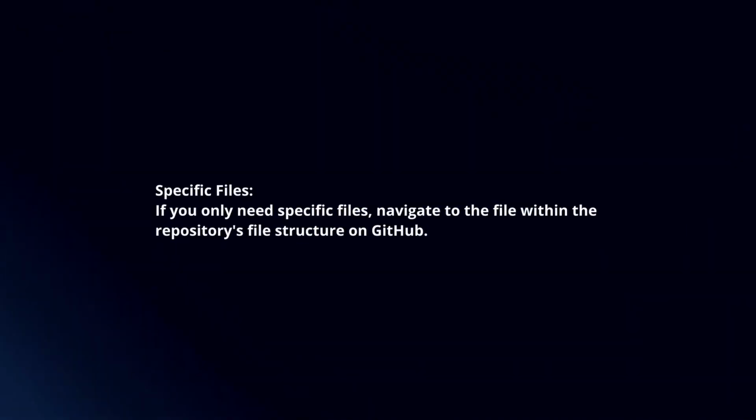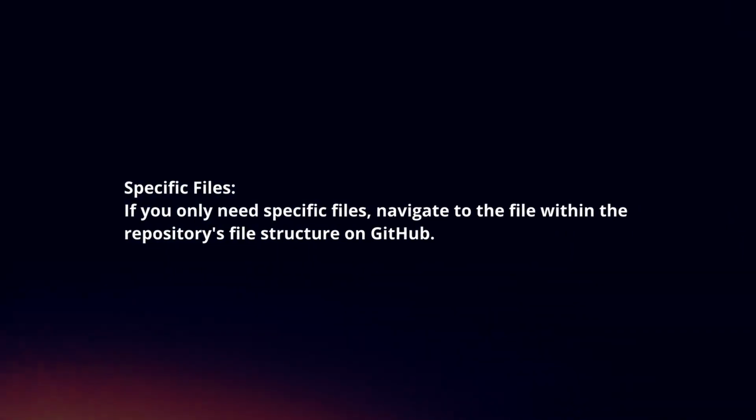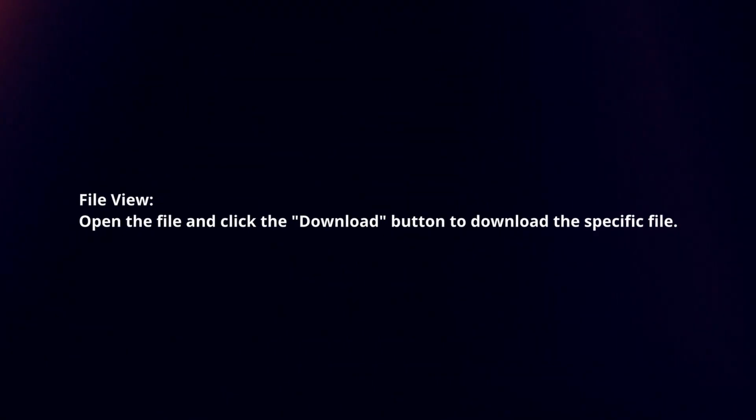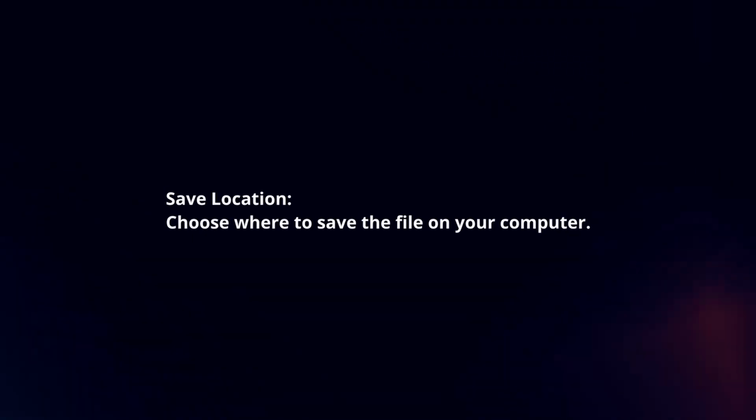extraction tool. Specific files: if you only need specific files, navigate to the file within the repository's file structure on GitHub. File view: open the file and click the download button to download the specific file. Save location: choose where to save the file on your computer.